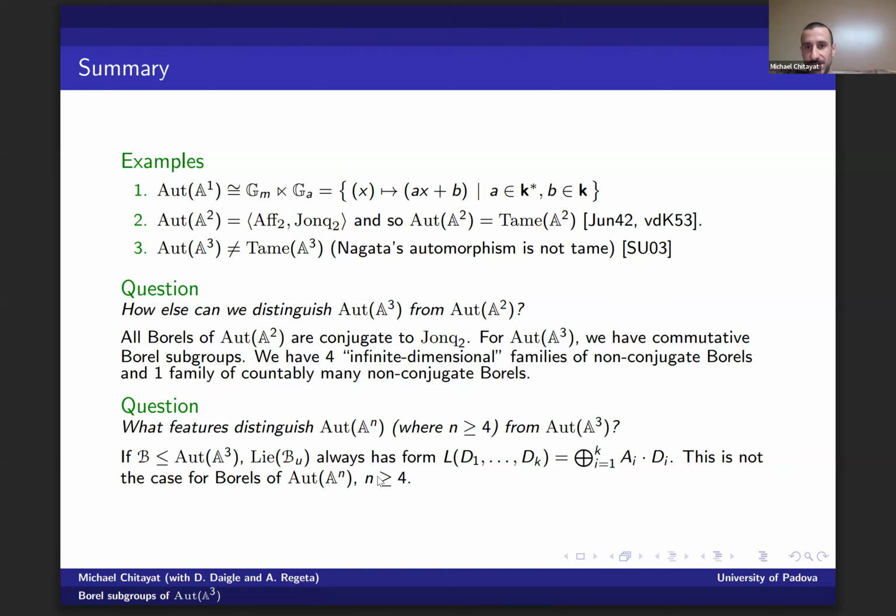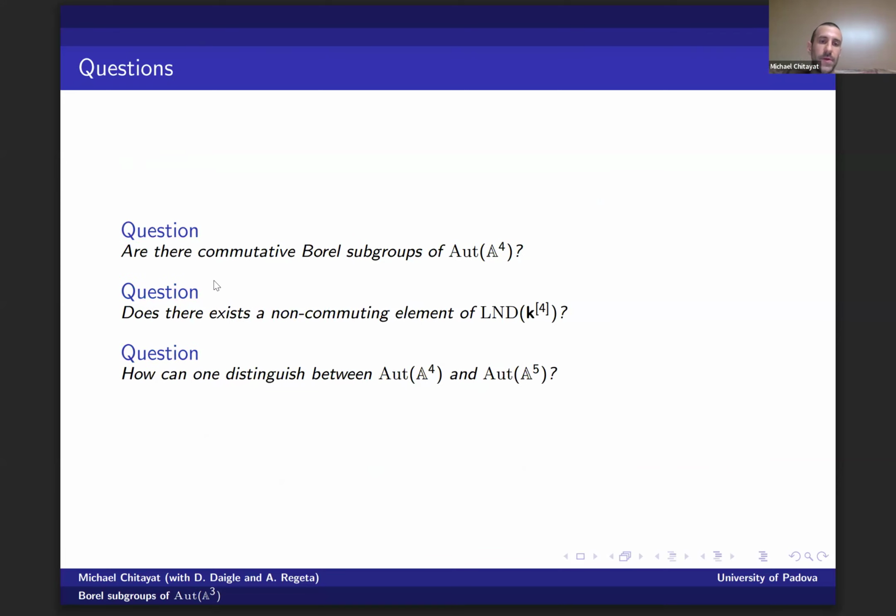And we can ask similar questions, or we can push this a little bit further by asking the following. Are there commutative Borel subgroups of Aut A4? At the moment, we don't know the answer to that question. In fact, we don't even know the answer to the simpler question, does there exist a non-commuting element of LND K4? So far, whenever we have a locally nilpotent derivation of K4 that we know of, we can always find another one with a different kernel that commutes with it. So we couldn't find such a one yet, although somehow it seems like such a one should exist.